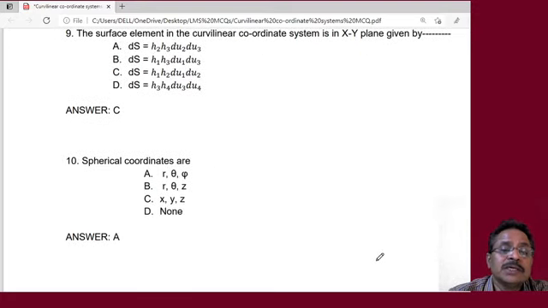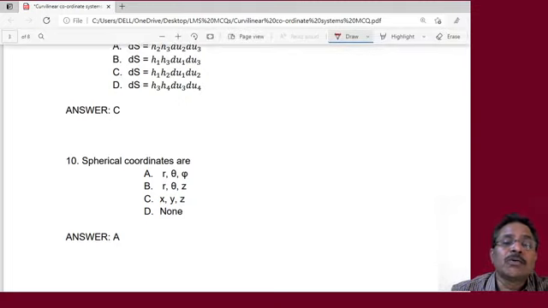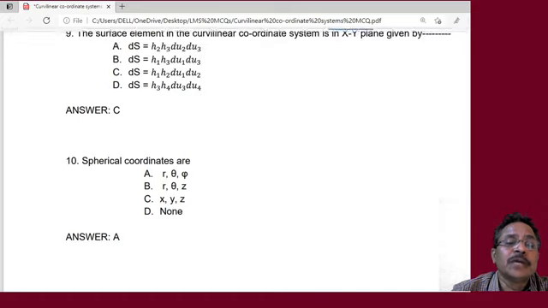Now next, the surface element in the curvilinear coordinate system in the xy plane is given by... Actually this is the surface element in the curvilinear coordinate system. It is given by the product of two sides, or the two length elements. So we are asked for this in the xy plane.